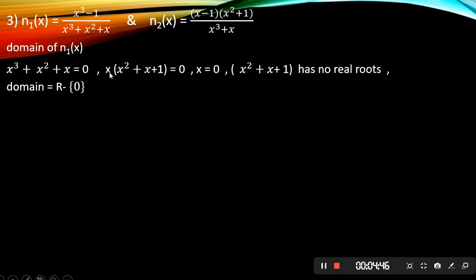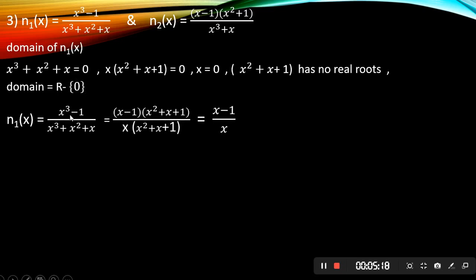I will take x as a common factor: x(x^2 + x + 1) = 0, so x = 0, and x^2 + x + 1 has no real roots. I can easily know this by factorizing using the calculator. There is no real root for this, so the set of zeros is only {0}, and the domain is R minus {0}.